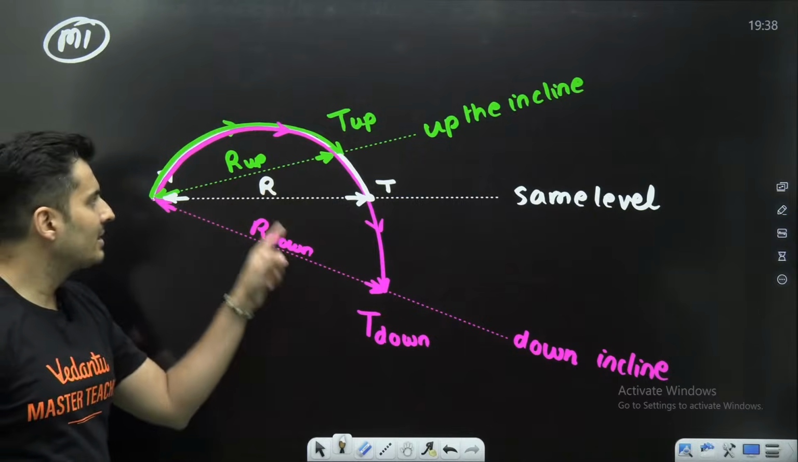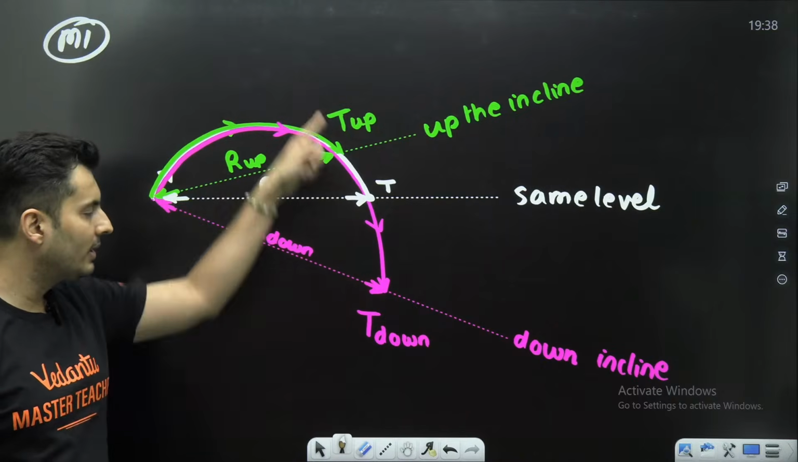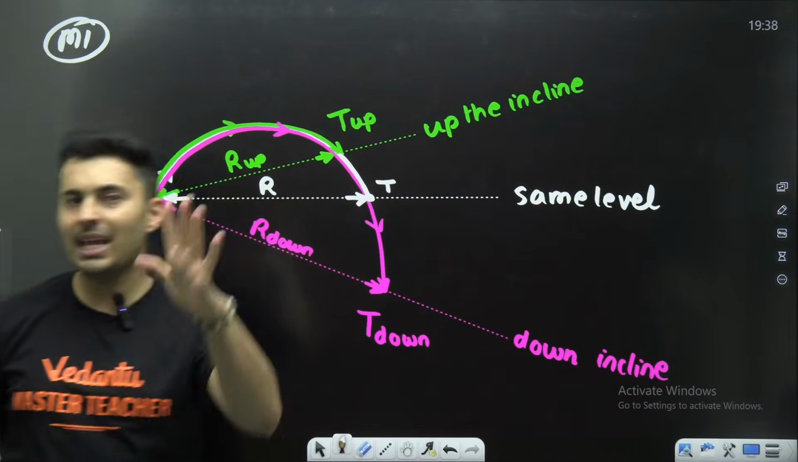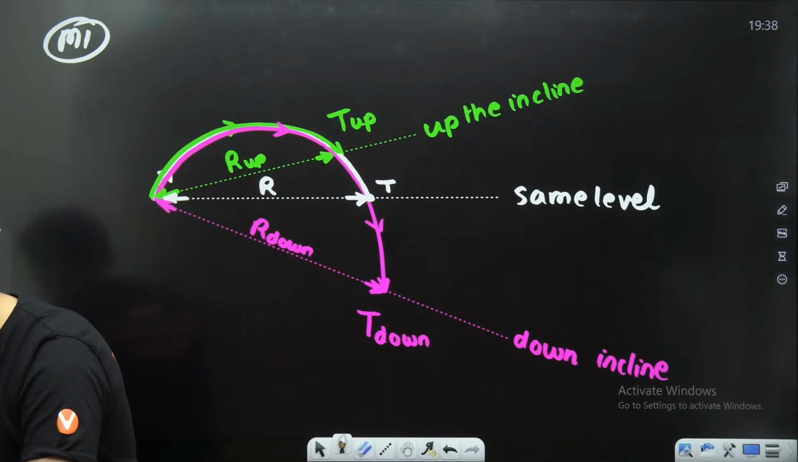Can you quickly guess, among all the three ranges and among all the three times, which will be the largest, which will be the smallest? Quickly answer in the chat box.